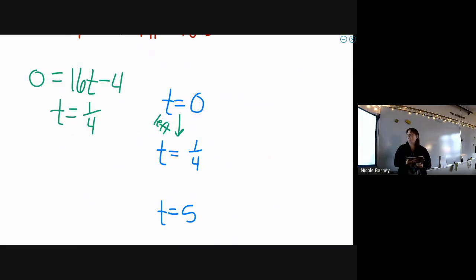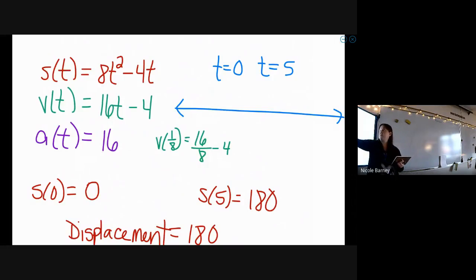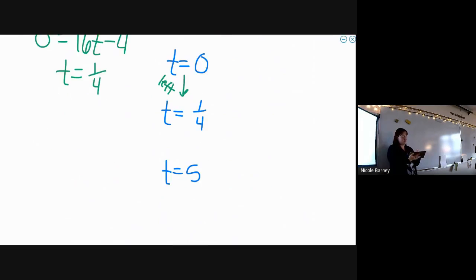Okay, and then I was traveling left, and then from here to here, let's see if I put any number bigger than 1/4, like 1, into my velocity. I go back to my velocity, I put in 1, I get 16 minus 4, which is positive, right? So that means I was going right. So I know it's going to make you crazy that I just did a down arrow for both of them. I was going from here to here, I was moving left, and from here to here, I was moving right, okay? How far did I go from here to here?